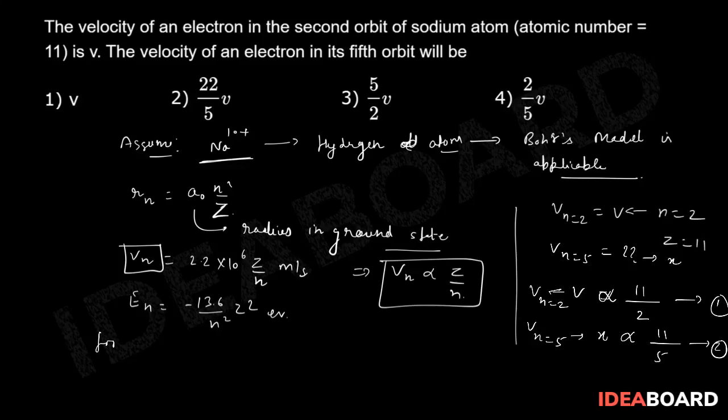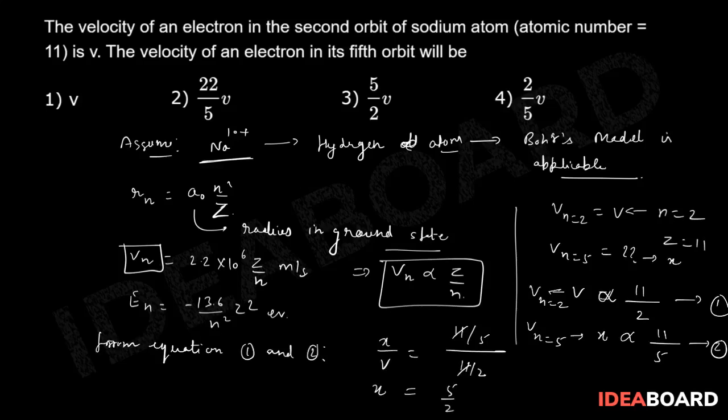From equation 1 and 2 we can observe that x divided by v, if I am taking, then this will be 11 by 5 divided by 11 by 2. This 11 is cancelled out. So this will be 2 by 5, because 2 will be in numerator finally and 5 will be in denominator, so x is coming out to be 2 by 5v.